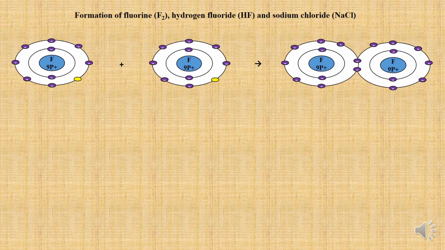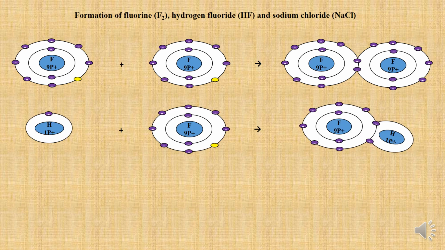Here's a representation of formation of molecules and compounds: formation of fluorine, hydrogen fluoride, and sodium chloride. Now, fluorine molecule is formed by equal sharing of electrons between two fluorine atoms, and fluorine molecule is non-polar in nature because both the atoms are identical and are of the same electronegativity.